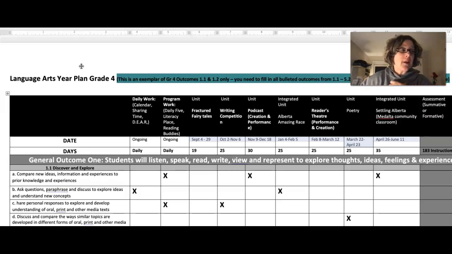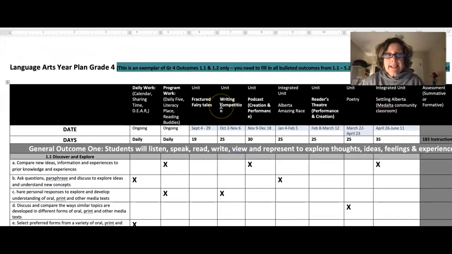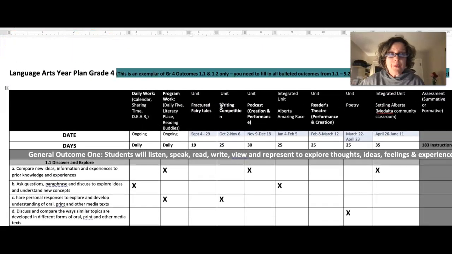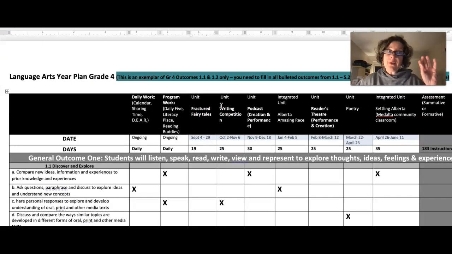And that's why I think I really love year plans. Okay, so you don't have to write out how you're going to do this. That will come in your unit and lesson planning.